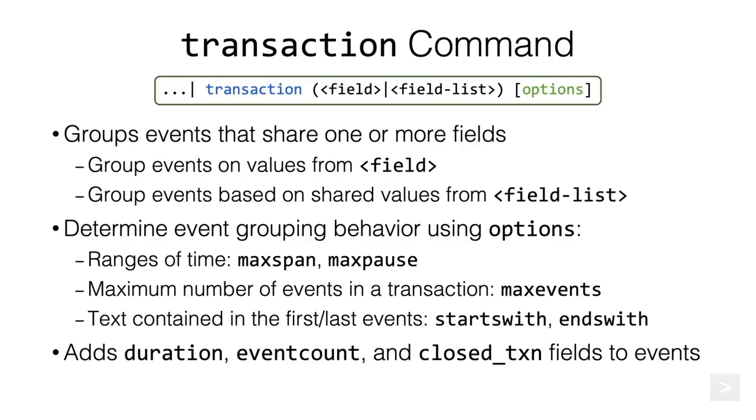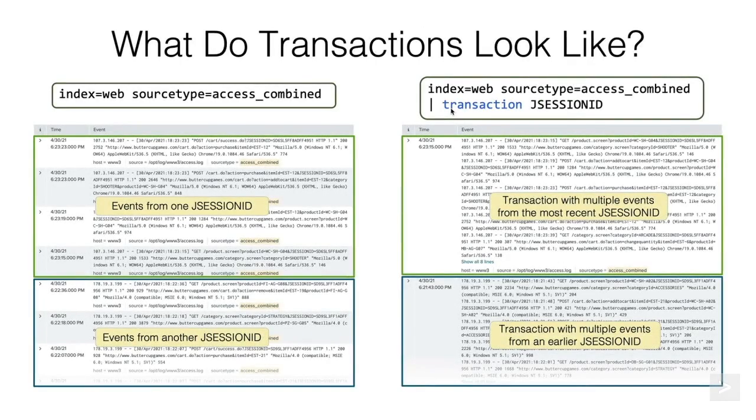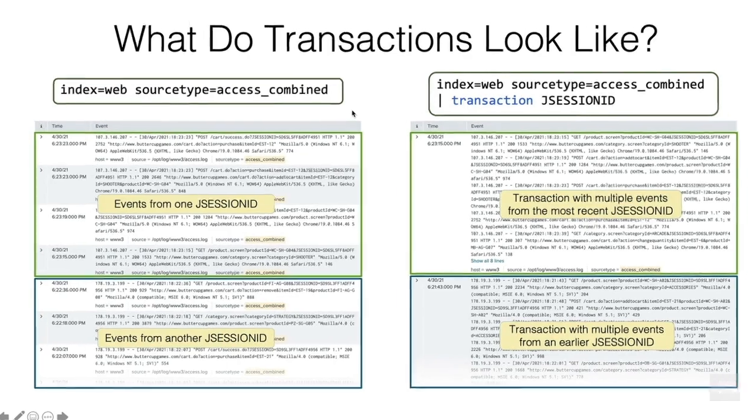Now, if multiple fields are specified within the transaction's field list, events with common values in all or some of the fields are grouped into a single transaction. When adding more than one field to the field list in the transaction command, the transaction command will return events with the same value in both fields, or the same value in one field or the other. Let's take a look at a couple examples.